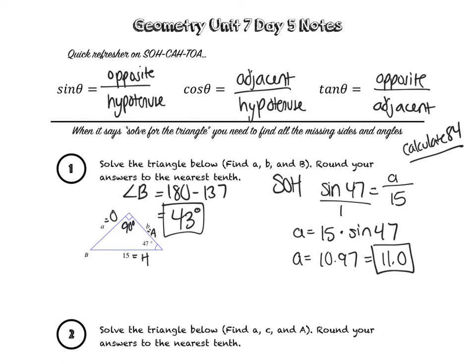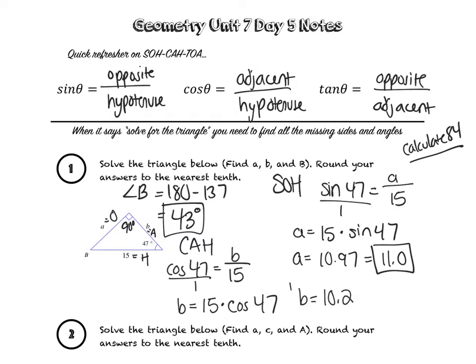Now to find little b, we have to look at what b represents and what the 15 represents because they gave that to us. Notice b is A and 15 is H. So we're going to use CA, which is cosine. So the cosine of 47 degrees is equal to the adjacent, which is B, over 15, the hypotenuse. Again, we cross multiply and we get B equals 15 times cosine of 47. Punch that in the calculator you download, or maybe the one on your phone, though it might be a little trickier. If I type in 15 times cosine of 47, I get B equals 10.2.